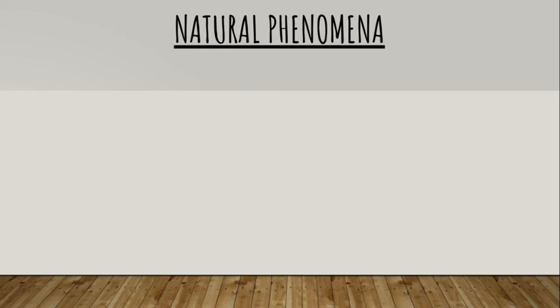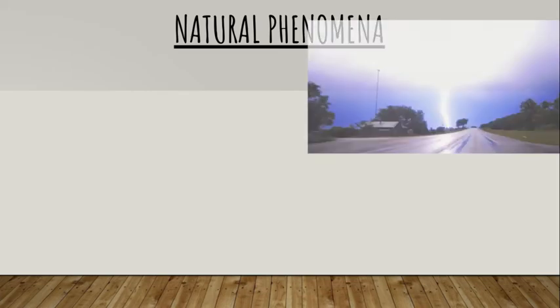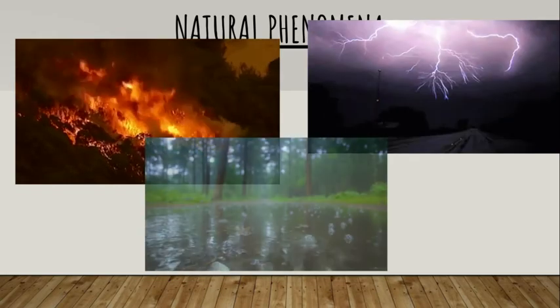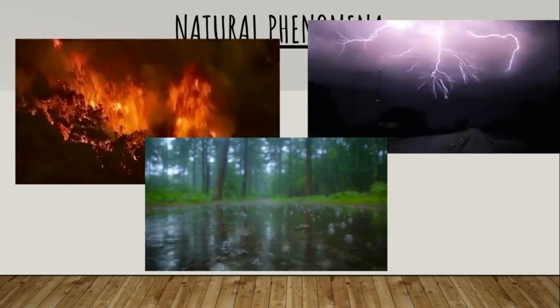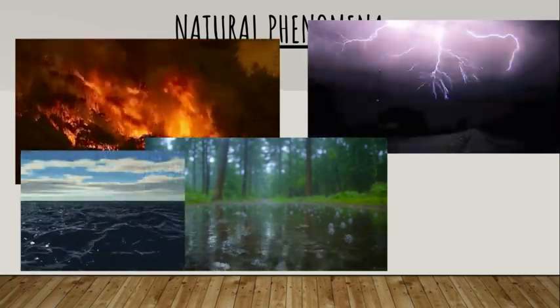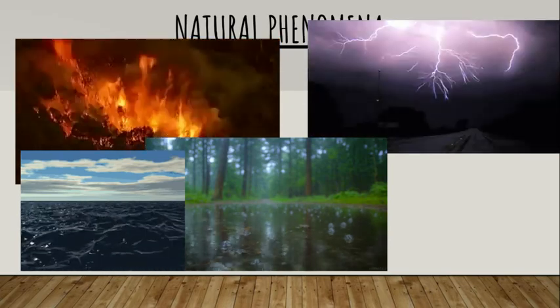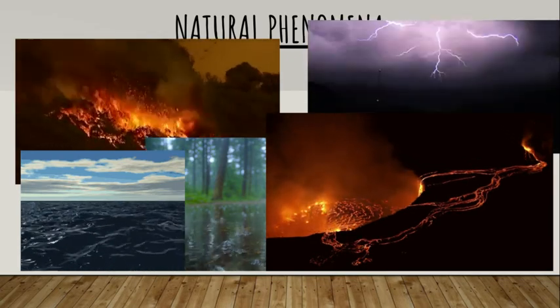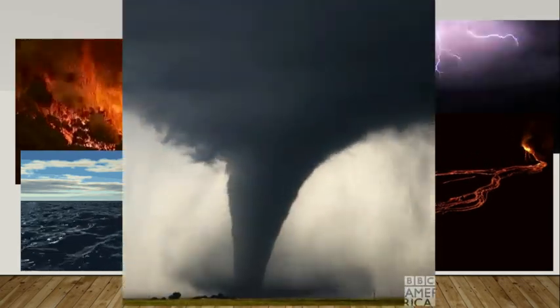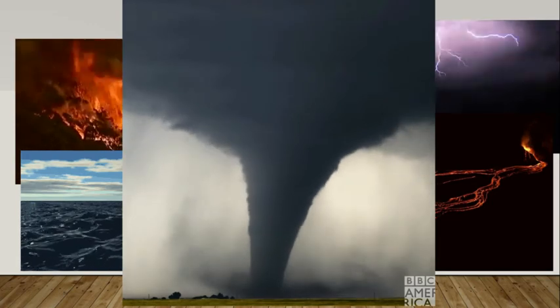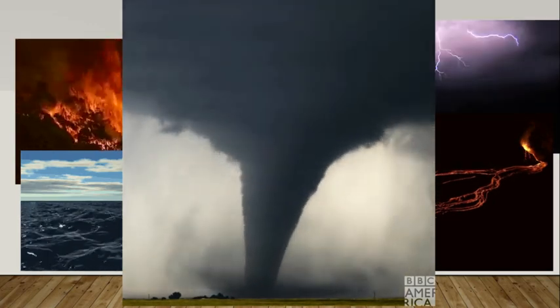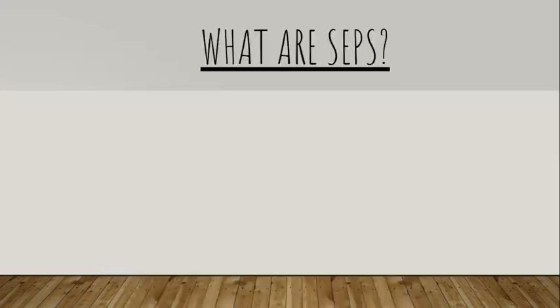Because we are learning about earth science, we're going to be dealing with natural phenomena such as lightning, fires, rain, evaporation, condensation, tides, waves, volcanoes, hurricanes, and tornadoes. Okay, so these are events that we're going to use science to explain.